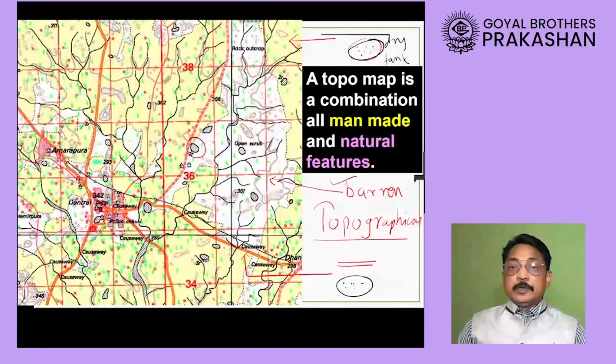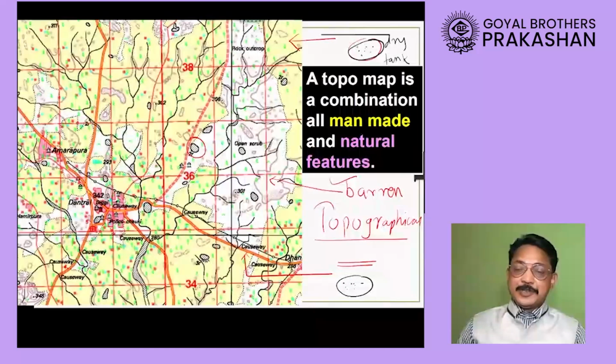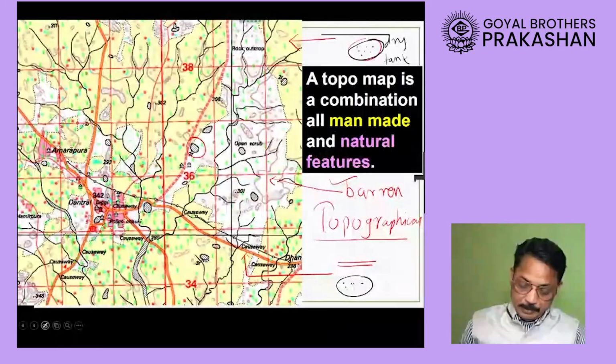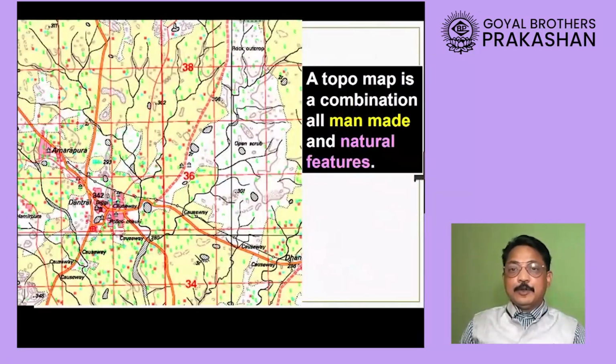I repeat, dear students, the map that is showing naturally occurring, physically present features as well as man-made features in great detail using signs and symbols, we call such a map by the name topography map. So a topo map is a combination of man-made and natural features shown with different signs and symbols and colors. Okay, so that is a very basic idea of a topography map.